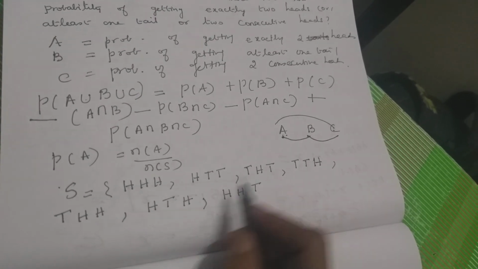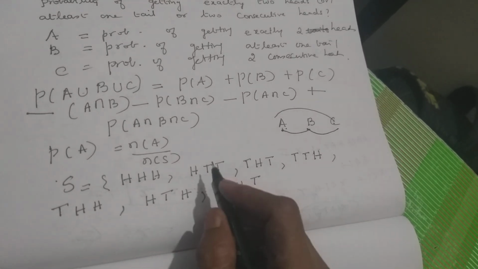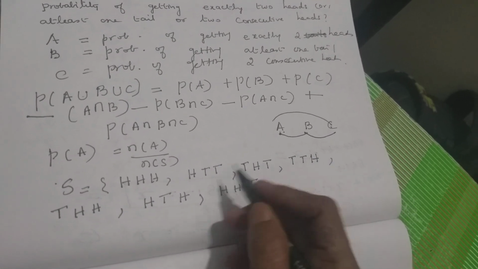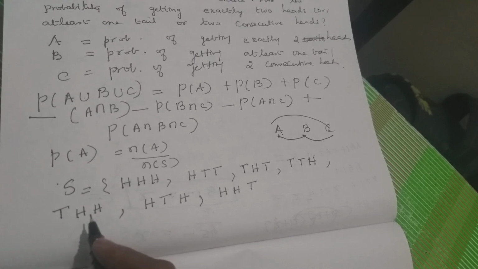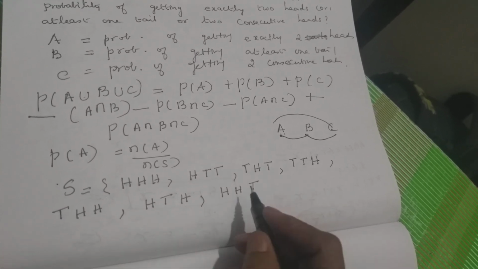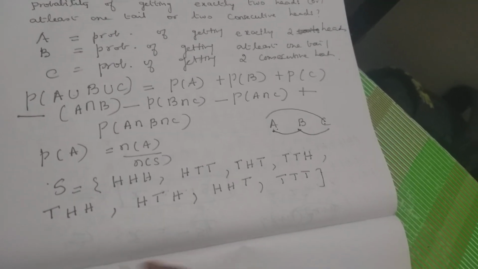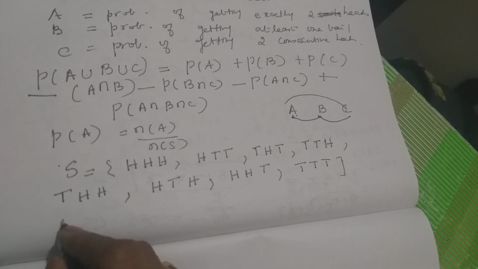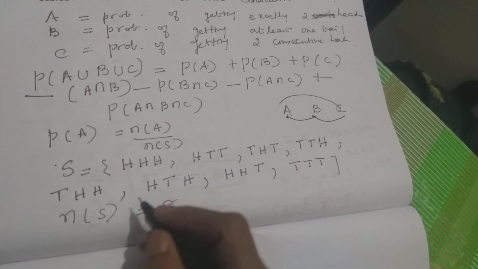From here you'll get three terms with two heads and one tail, then one head and two tails, again three terms. First we tried one head in front, middle, last, with two tails in the other places. Same way here, one tail, two heads, so one tail in front, middle, last. Now all three tails. This is only a quick method you can remember. So n of S, the sample space, if you count, naturally you are getting 8.